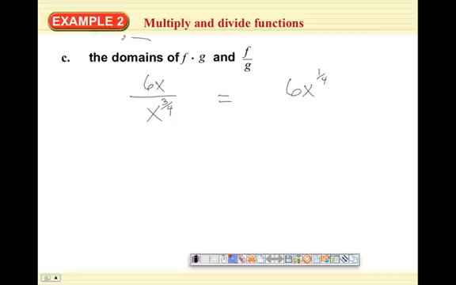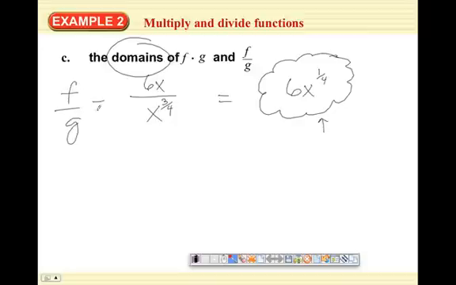Now for the people that try to do domain just by looking at this, watch what happens to them. Okay, if I said what is the domain of this, which is f divided by g, what is the domain? You would say, okay, 6 times the 4th root of x. X can't be negative, right? Could x be positive? Yes. Could x be 0? Yes. X can't be negative, so my answer is x is greater or equal to 0. That's my answer.